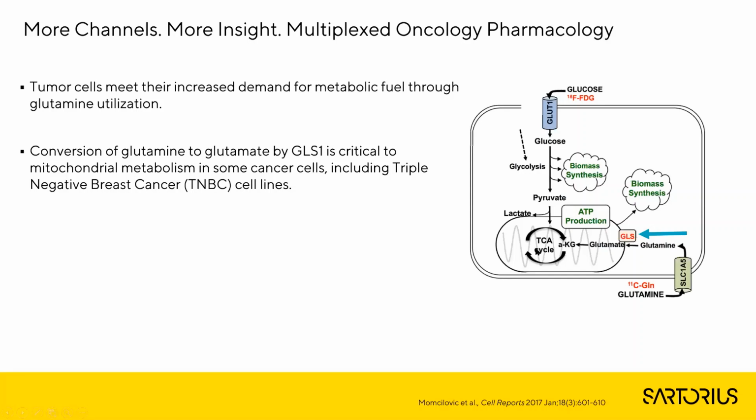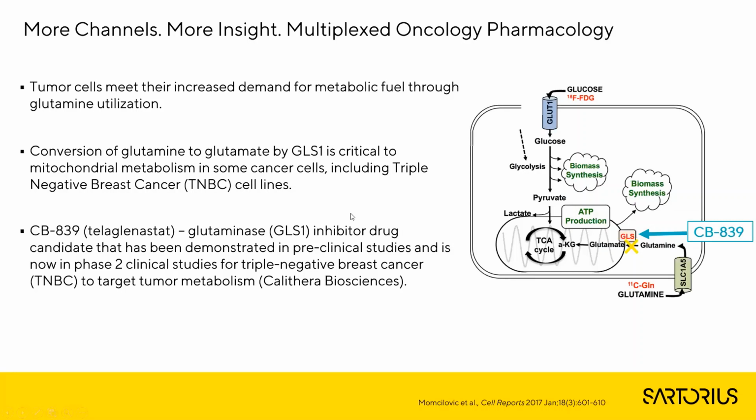We know through research that GLS1 is critical to mitochondrial metabolism in many different cancer cells, including triple-negative breast cancer cell lines, which will be the focus of the rest of this talk today. There is a drug out there produced by Calithera Biosciences that is in phase 2 clinical studies. It is called telaglenastat, or easily pronounced as CB839. It is a glutaminase inhibitor drug candidate that has been demonstrated in preclinical studies to target tumor cell metabolism.